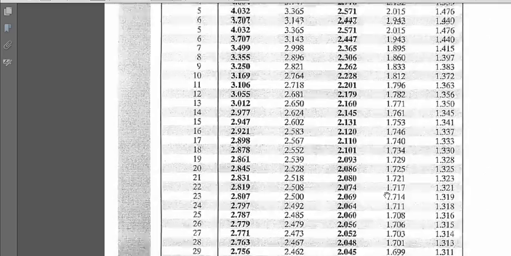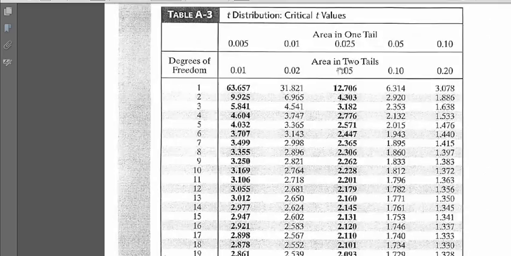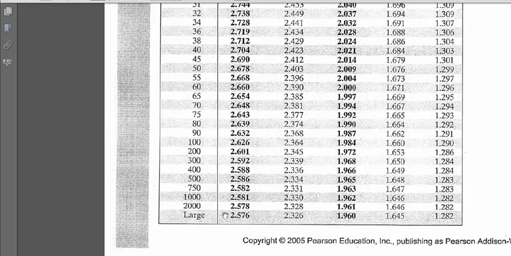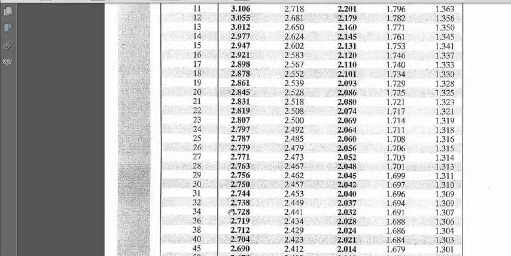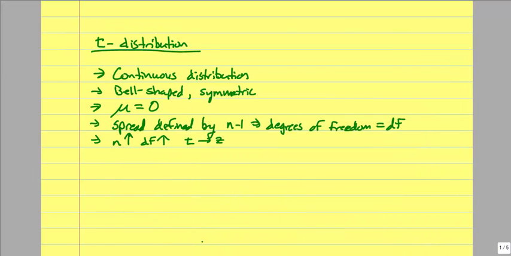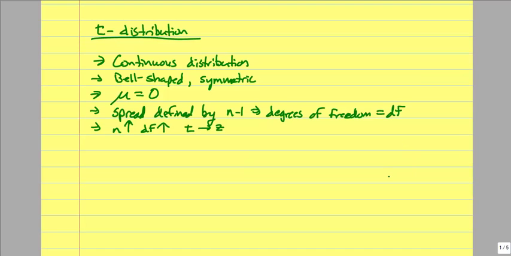1.645, if we come up here and have a look, with area in two tails, would be a 90% confidence interval. 2.576 would be for a 99% confidence interval. So these values should look pretty familiar. These are the t tables, and again, there's more spread in a t distribution than there is in a normal distribution. These are just a few characteristics of the t distribution.